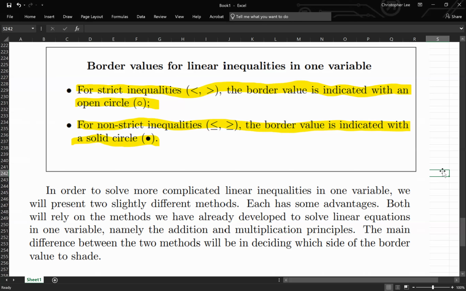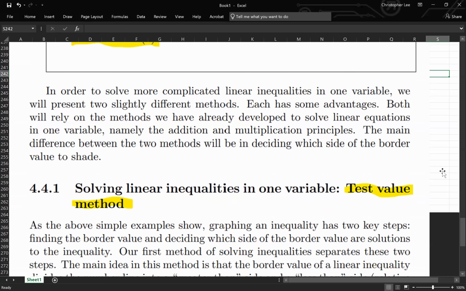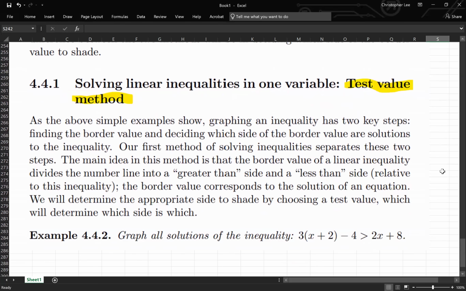All right. So in order to solve more complicated linear inequalities in one variable, we will present two slightly different methods. Each has some advantages. Both will rely on the methods we have already developed to solve linear equations in one variable, namely the addition and multiplication principles. The main difference between the two methods will be in deciding which side of the border value to shade, right? So let's look at the first method.